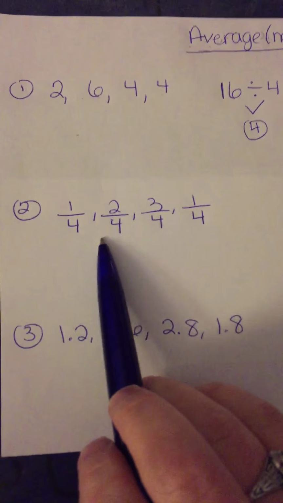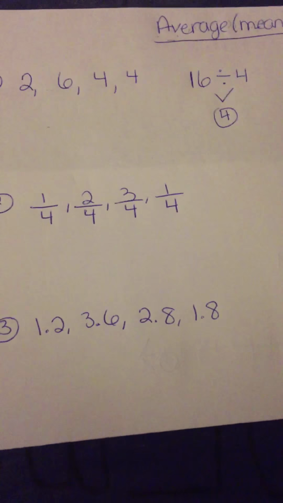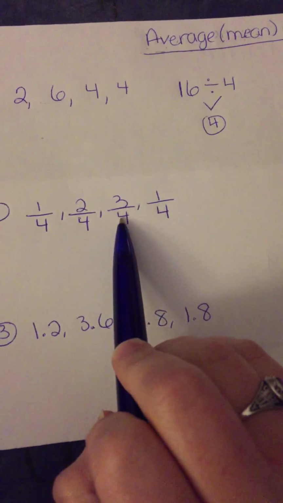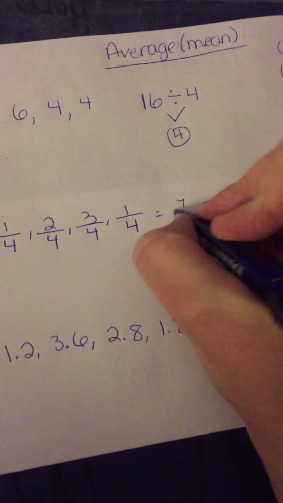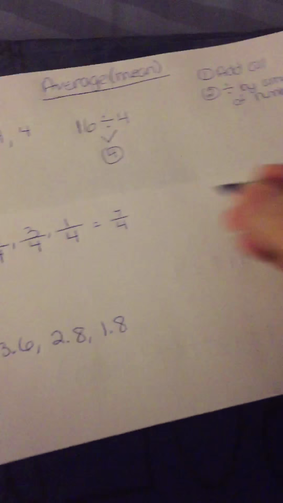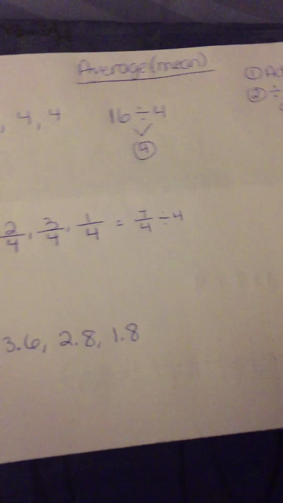Let's take a look at how we would find the average of a series of fractions. We're going to follow the same steps. We're going to add them together first. 1/4 plus 2/4 plus 3/4 plus 1/4 is going to give us 7/4 when we add them. So we're going to now take our 7/4 and divide it by 4.